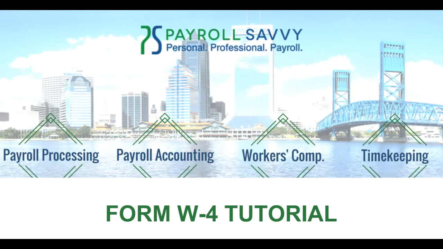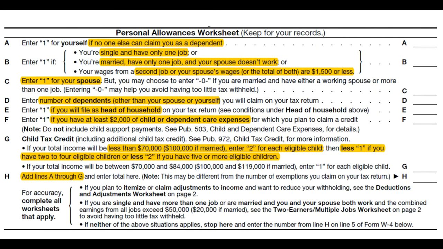What I'd really like to do is a very simplified version on how to fill out Form W-4 to make it very simple. So let's go ahead and start with the personal allowances worksheet on the front page of the Form W-4. With item A, if no one else can claim you on your yearly tax return, then you would put a 1 on line A.